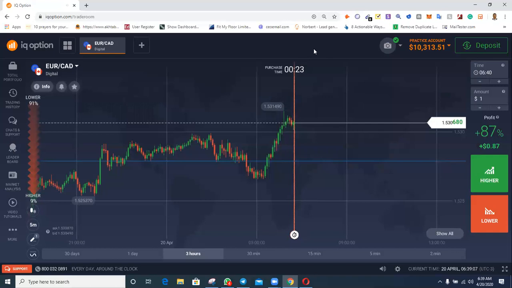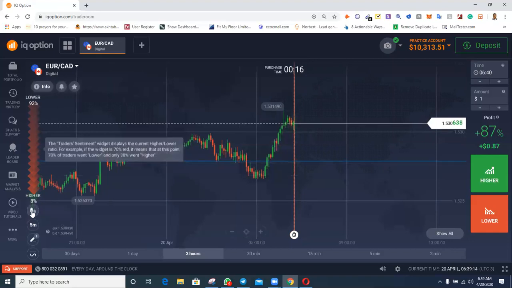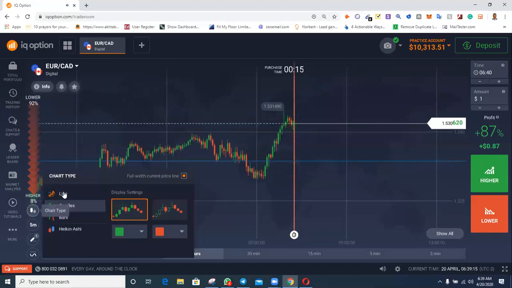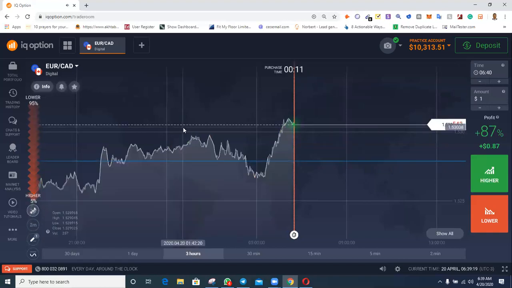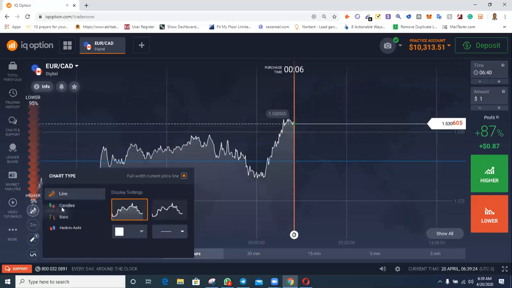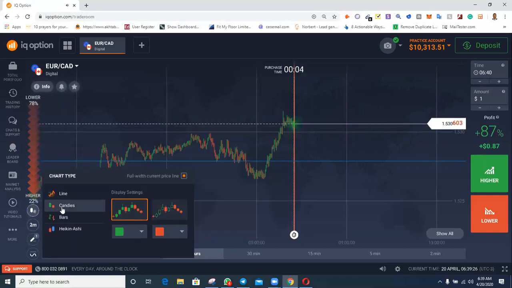Now, after setting your time, you need to set your candles. Here is where you set your candles. When you first open an account, this is what you will have. You will have these lines. So you change it here from line type to candle. That's the only thing you do there.